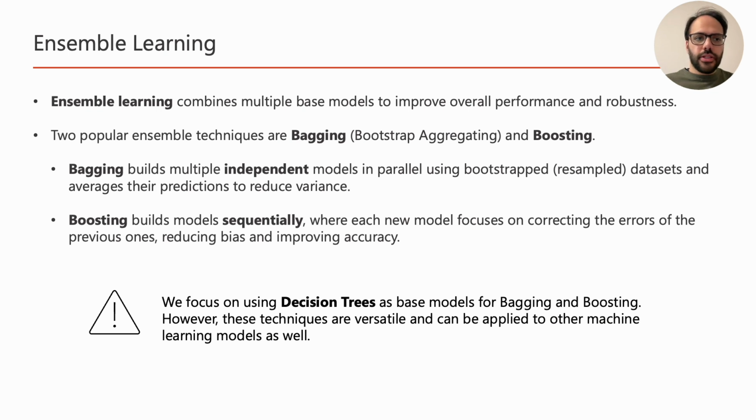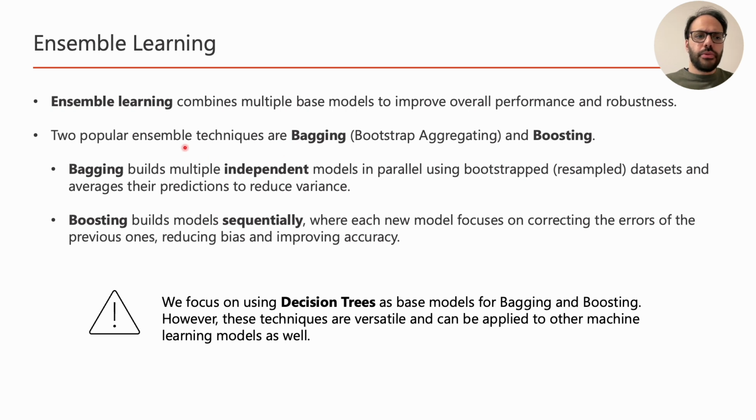So what is ensemble learning? The goal of ensemble learning is to combine multiple base models. We also usually call these weak learners, to improve overall performance. So this means that if I have model 1, which is not great on its own, and I have model 2, model 3, and 4, and so on, these models may not perform very well on their own, but if we combine them together, then the combined model may have much better performance compared to the individual ones.